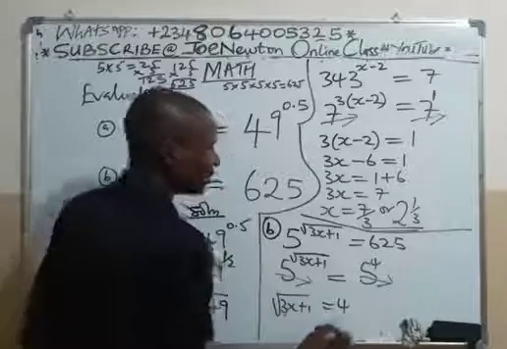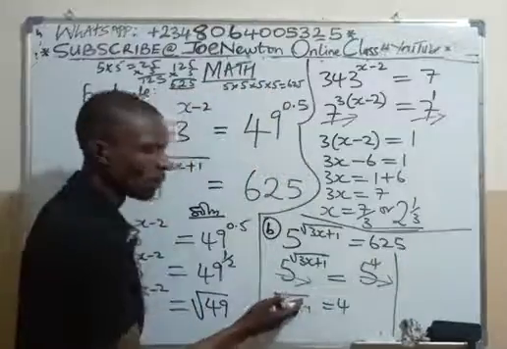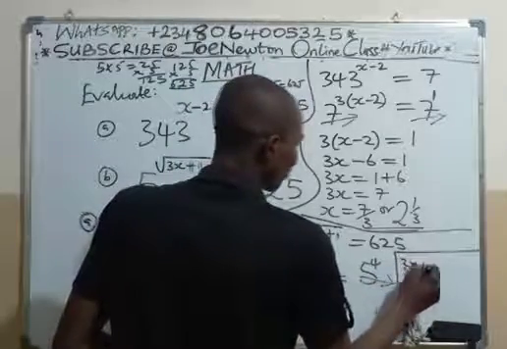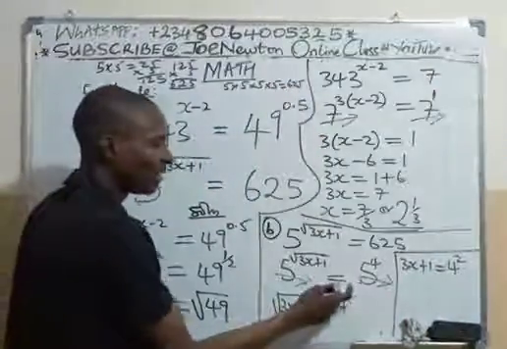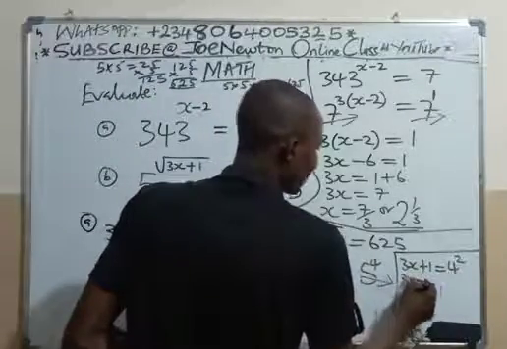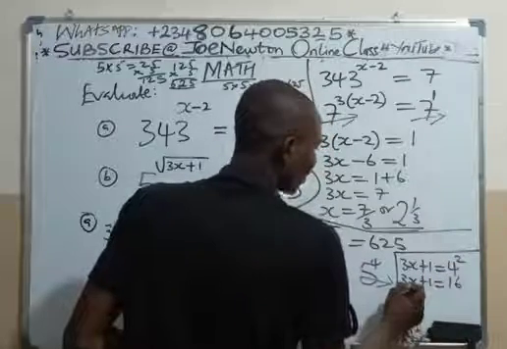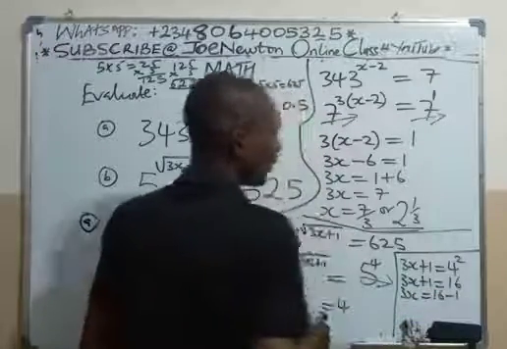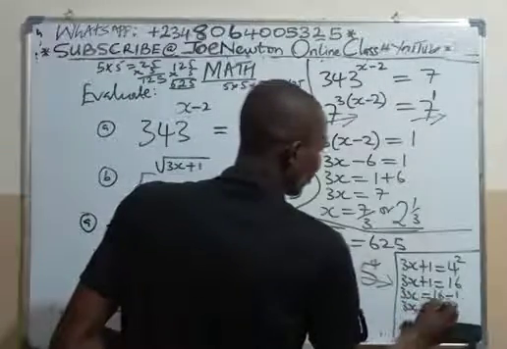Is equal to 4. So simply, I can see that the opposite of square root is what? Square. So what we have here, I'll have that 3x plus 1 is equal to 4 raised to the power of 2, 4 squared. When this square root goes this side, it becomes square. So solving for that, I have that 3x plus 1 is equal to 4 squared, which is 16, so that 3x is equal to 16 minus 1. So when 3x is equal to 16 minus 1, then I have that 3x is equal to 15.